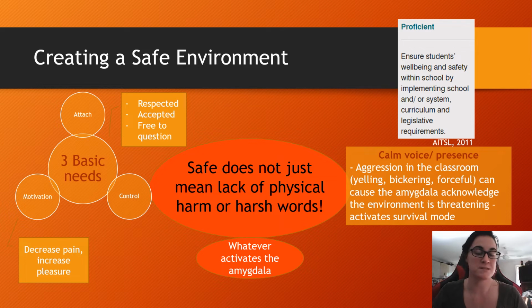Aggression in the classroom, such as yelling, bickering, even if it's not directed at the other students, can cause the amygdala to activate and say it's in a threatening situation, and therefore shut off any higher order thinking. So even if you're getting up another student, if you're yelling or being that little bit more aggressive, then other students' amygdala might be activated and stop them from being able to learn properly.